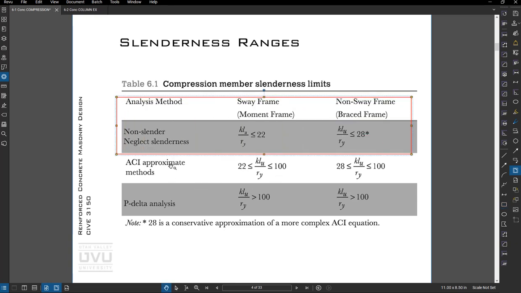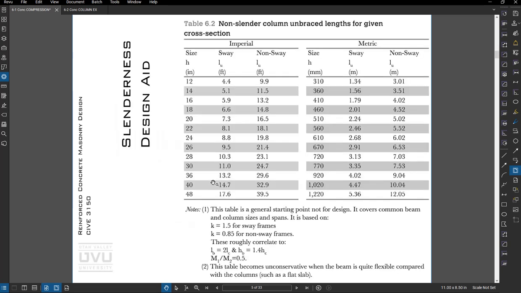Now, if we had columns that were somewhat slender, we could use some ACI methods, or if really slender, we would be using P-delta analysis. This table just gives you some lengths of columns that you could ignore slenderness for a given column size. This would be the least dimension of a rectangular or square column. And again, it's all estimates here, so this is not hardcore engineering. This is just to get you started.